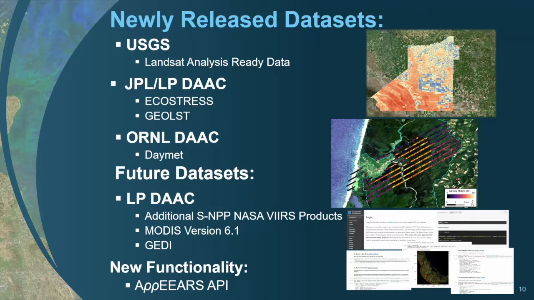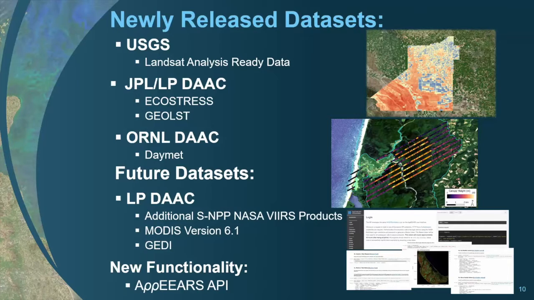We have also recently added a number of new data products both internally and from other federal archives. From the USGS, we have released the Landsat Analysis Ready Data Surface Reflectance Collection, which is available over the conterminous US, Alaska, and Hawaii. We have added all of the ECOSTRESS products, including Radiance, LST, ET, Water Use Efficiency, and Evaporative Stress Index products, and are also working on adding a geostationary land surface temperature product. From the Oak Ridge National Laboratory DAAC, we have added DAYMET, which Jess mentioned earlier, provides gridded estimates of daily weather parameters for North America, including things like temperature and precipitation.